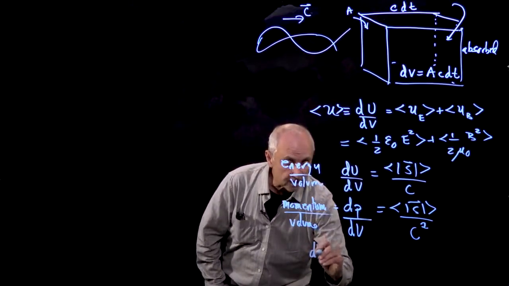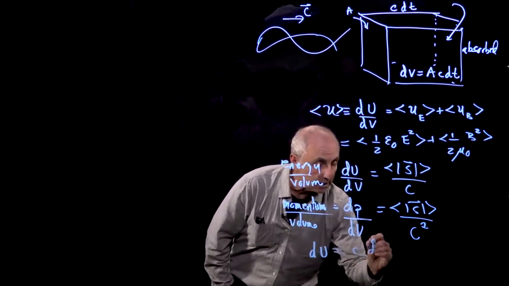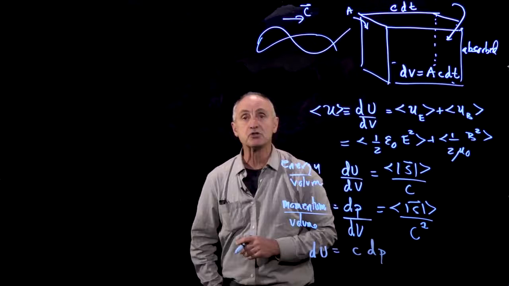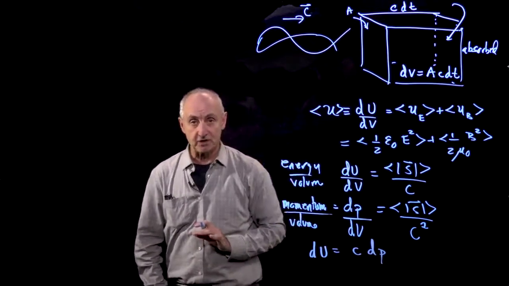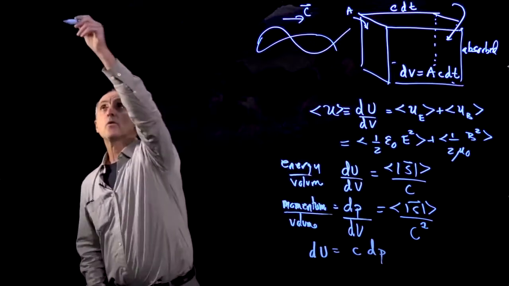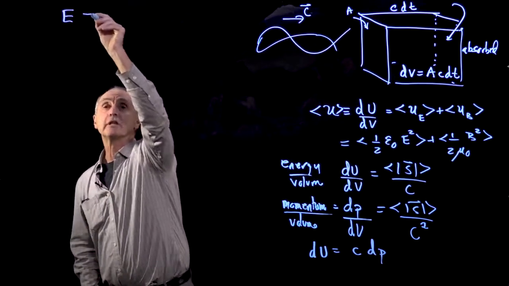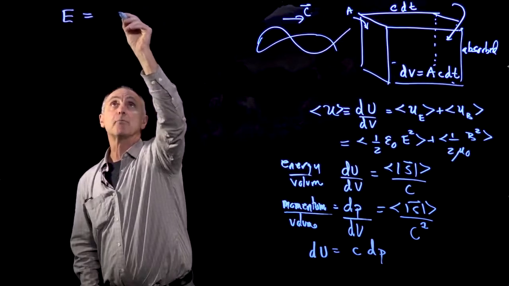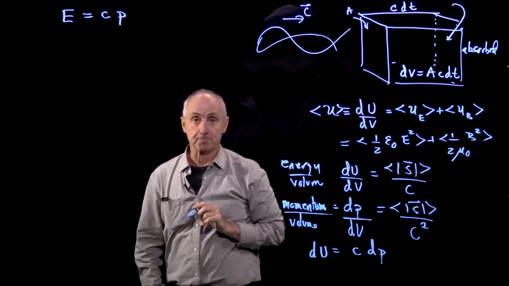And so we can just say that the energy in this region of space is equal to the speed of light times the momentum that was stored in this region of space. Now, this relationship is very interesting because one can say in another way that the energy of an electromagnetic wave is related to the momentum that the electromagnetic wave carries by the factor c.